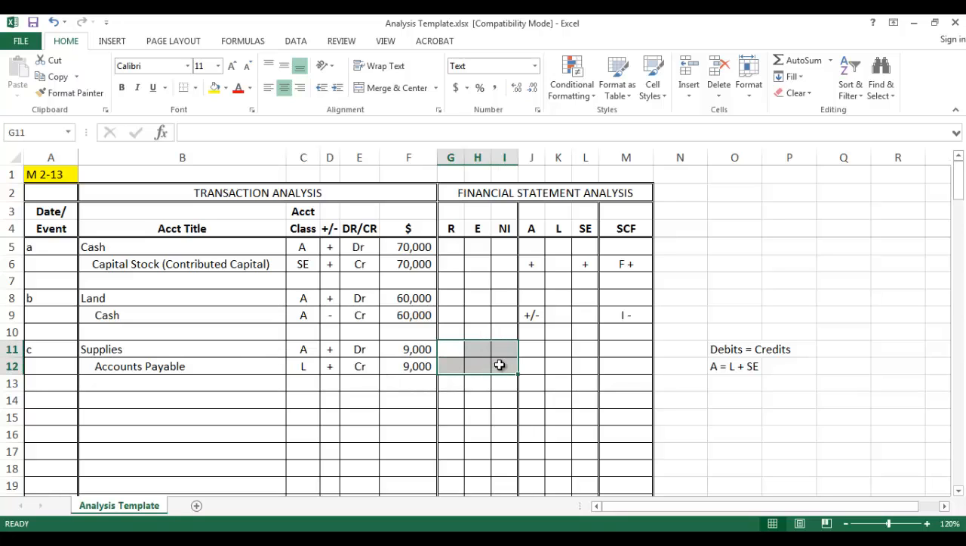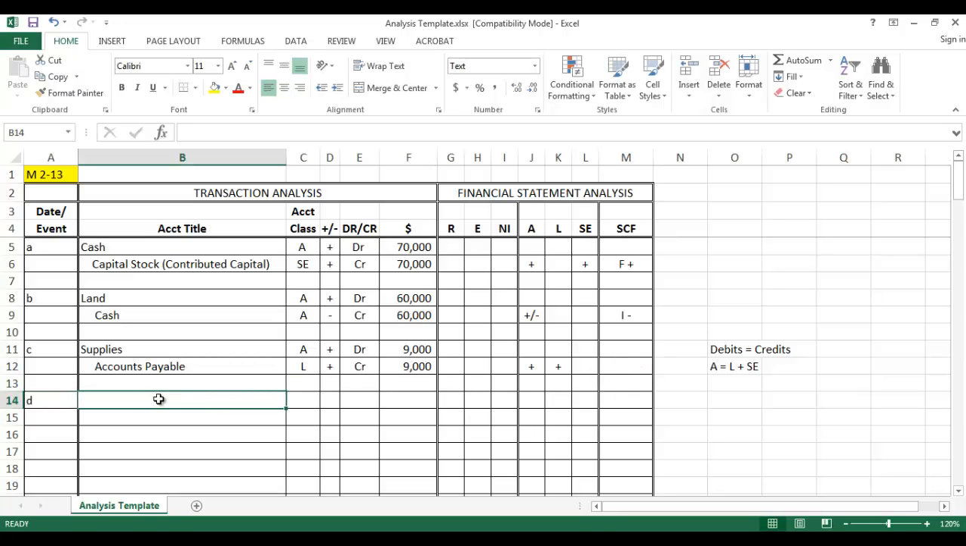Nothing's happened on the income statement. Here on the balance sheet, our assets have increased by $9,000, as have our liabilities. So we're still in balance. No cash has changed hands, so I don't have any statement of cash flow effects to worry about.